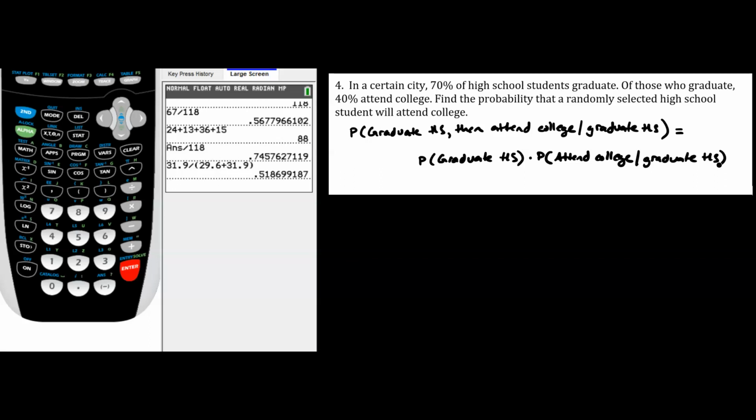And we are given both of these probabilities in the question, and so we can simply take our 70% likelihood of a student graduating high school and multiply that by the 40% likelihood of that student attending college given that they graduated high school. And if you go over to the calculator and do 0.7 multiplied by 0.4, you end up getting 0.28 or 28% as the probability that a randomly selected student in this particular school district would attend college.